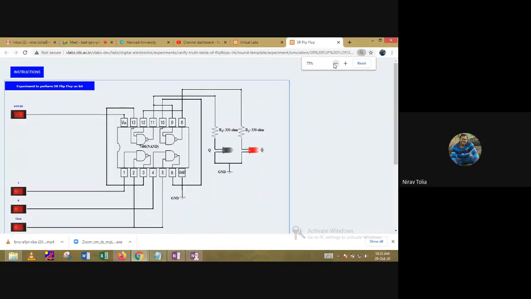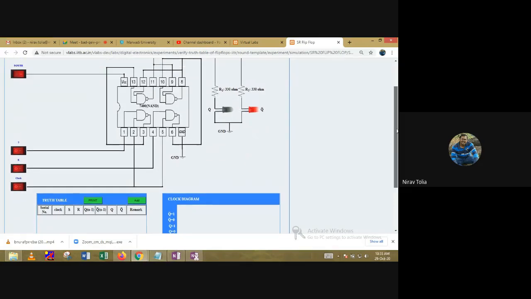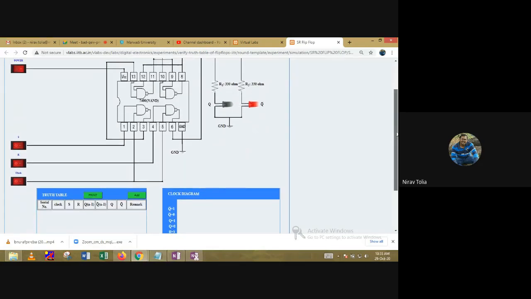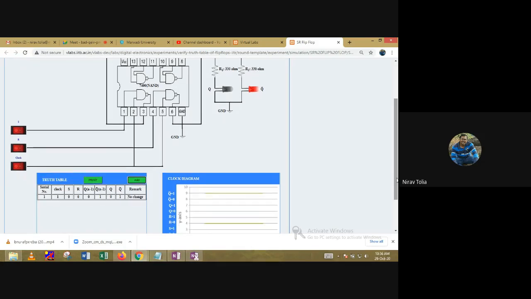if my SR is 00, then my Q is 0 and Q bar is 1. Now when we are changing the SR, you can see here, it doesn't change the output. Why? Because we are not giving the clock pulse. Suppose now I am giving the clock pulse. So add to the table: my clock is 1, my SR is 00, so my output is not changed.